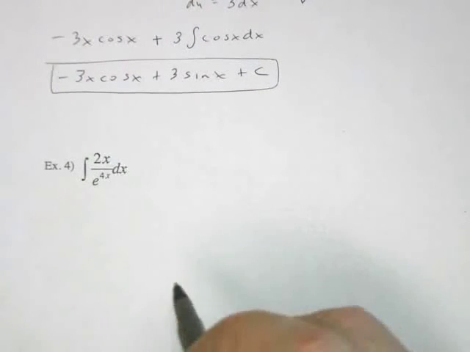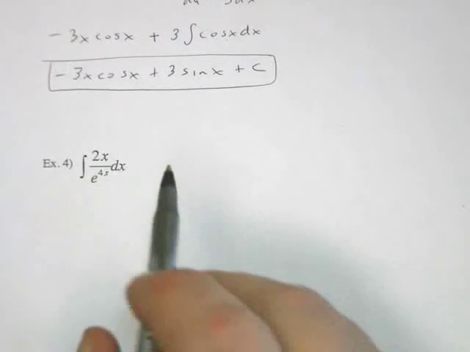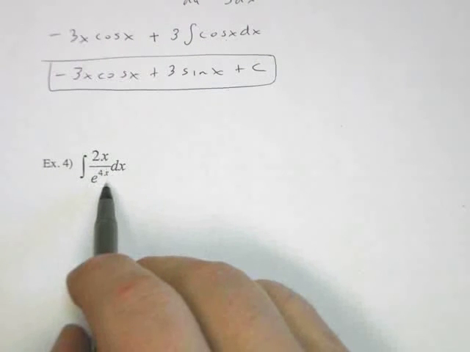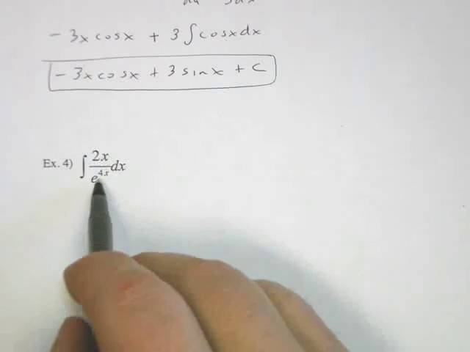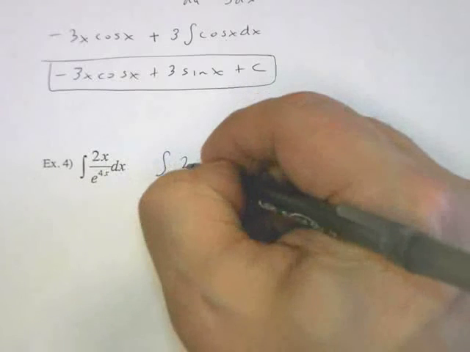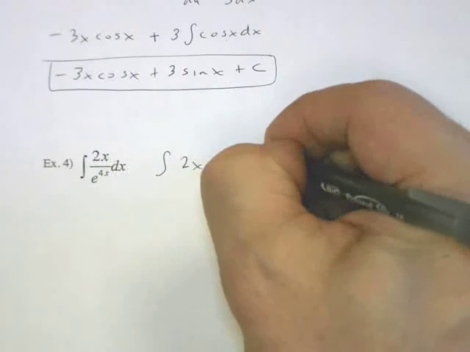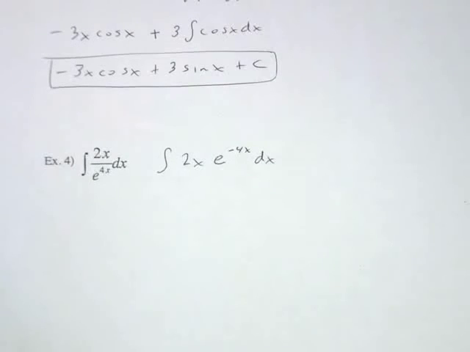Basic techniques do not work on this one. Now, the one thing before I decide to do integration by parts is, remember, integration by parts, I need to rewrite this as a product. So I'm going to bring that e up and make that e to the negative 4x dx before I do integration by parts.